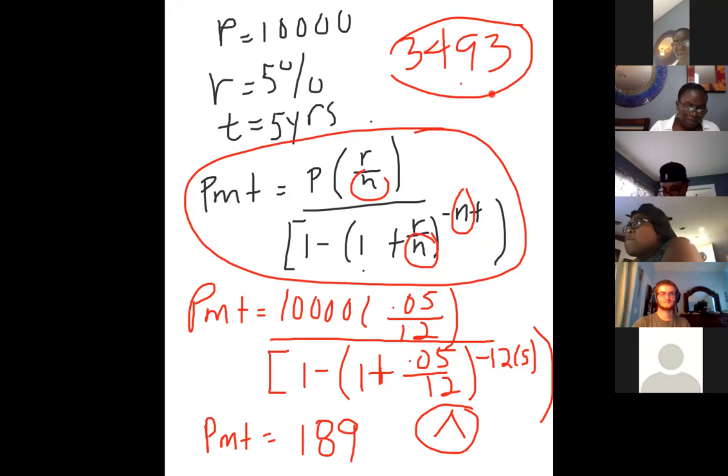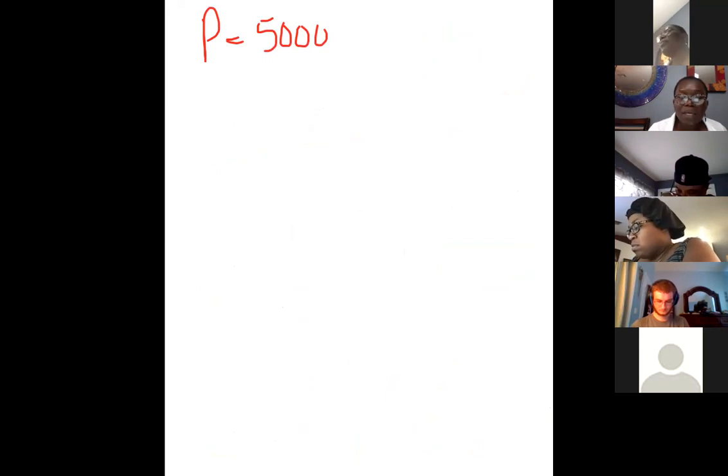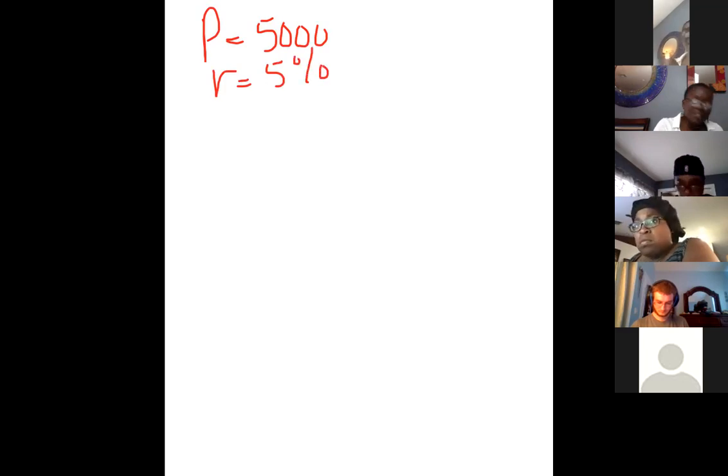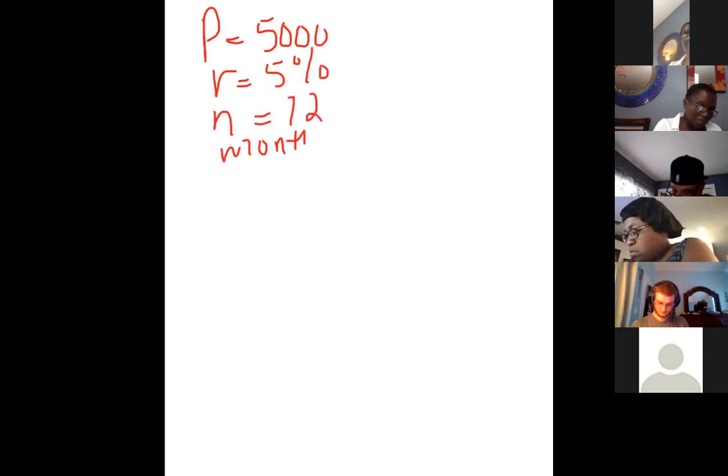All right. So I'm going to start a new whiteboard. Now, the next question. At the time of her grandson's birth, a grandmother deposited $5,000. That would be the principal. $5,000 in an account paying 5%. So the rate is 5%. And it's compounded monthly. If it's compounded monthly, that would be 12 times per year. Monthly means 12 times per year. What is the value of the account when the child turns 21?